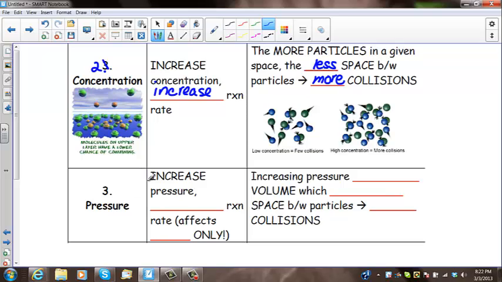Pressure. Now, pressure only affects gases. Increased pressure increases reaction rate, and gases only. So if I increase the pressure, then that decreases the volume, which then decreases the space between the particles. If there's less space between the particles, then there are more collisions.